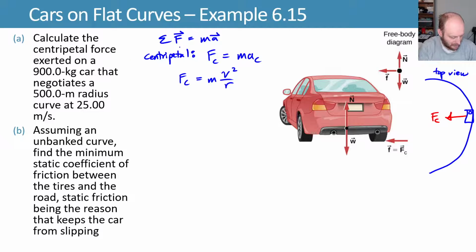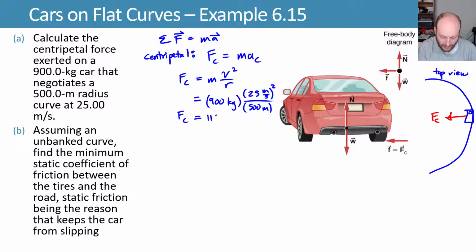We know from the problem statement what some of these things are. I maybe should have labeled them explicitly, but let's just go ahead and plug them in right now. We've got 900 kilograms worth of car that's turning, and it's traveling 25 meters per second. So that gets squared around a 500 meter radius turn. When we evaluate this, we end up with a centripetal force that has to be exerted to make this happen of 1,125 newtons.